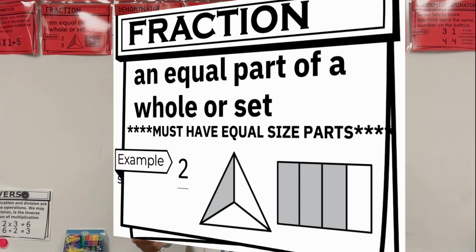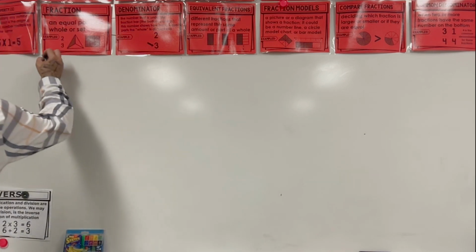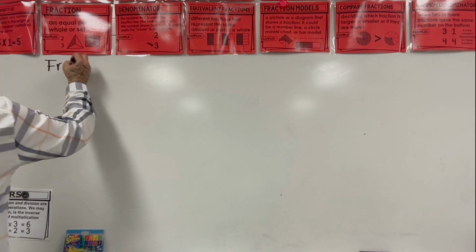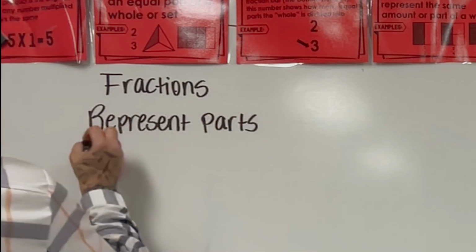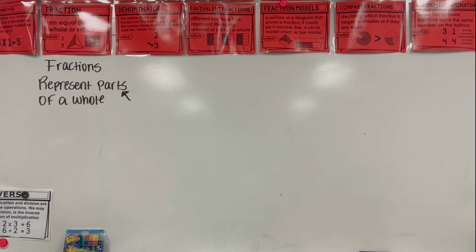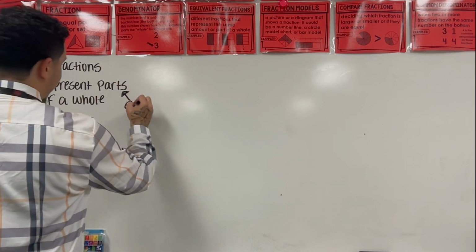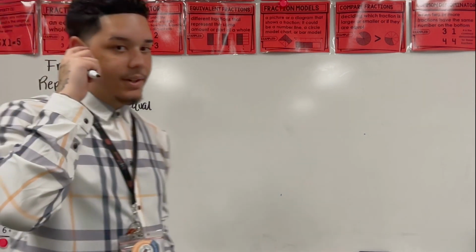So first things first, we have to break down what a fraction is. The definition of a fraction is that it expresses, which means shows, equal parts of a whole or a set of objects. So I'm going to write that here. Fractions represent parts of a whole. But with this word parts, what you have to understand is fractions have to have equal parts. If a fraction does not have equal parts, it is no longer considered a fraction.